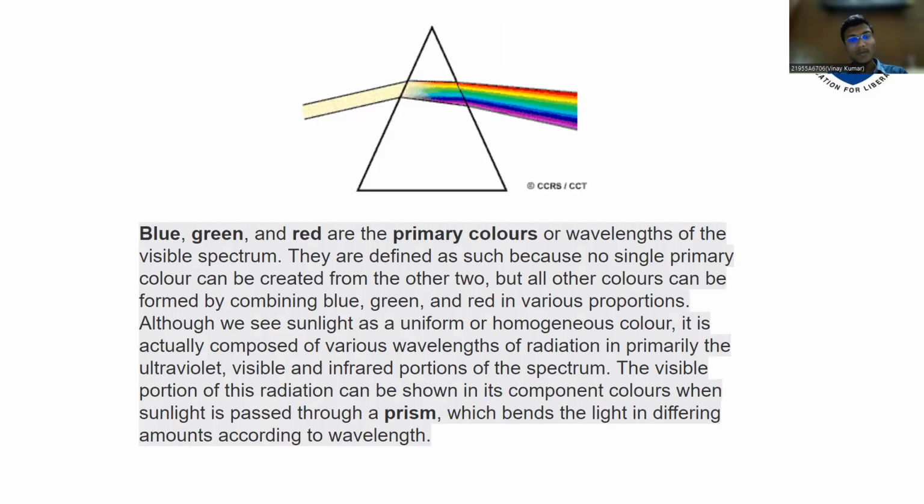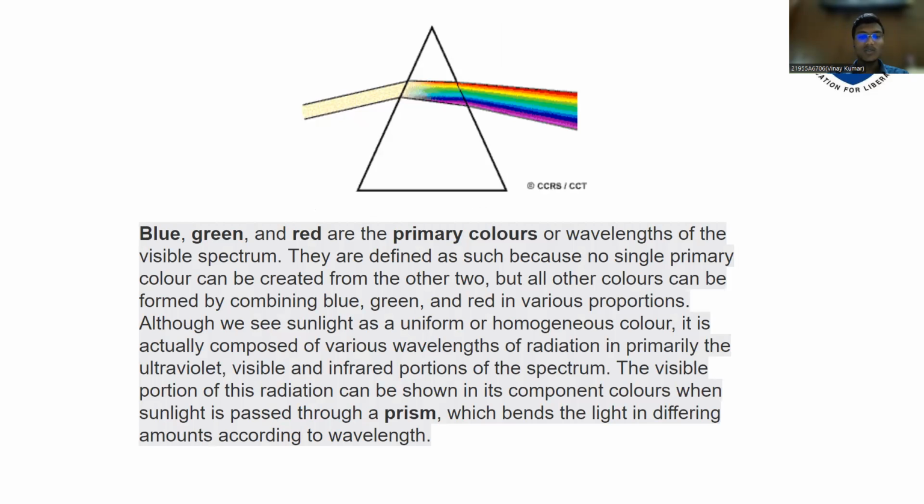Blue, green, and red are the primary colors or wavelengths of the visible spectrum. They are defined as such because no single primary color can be created from the other two, but all other colors can be formed by combining blue, green, and red in various proportions.